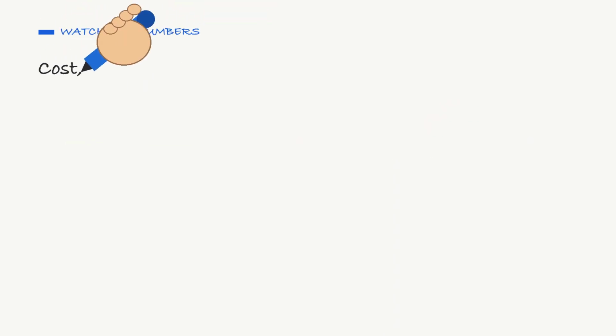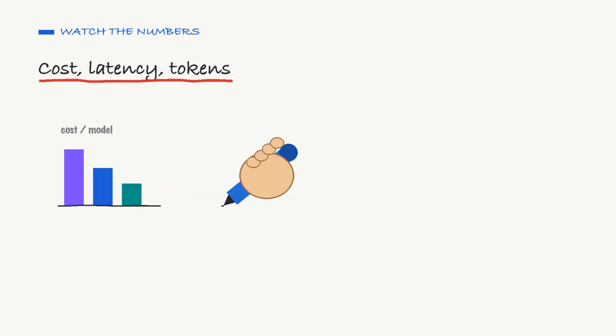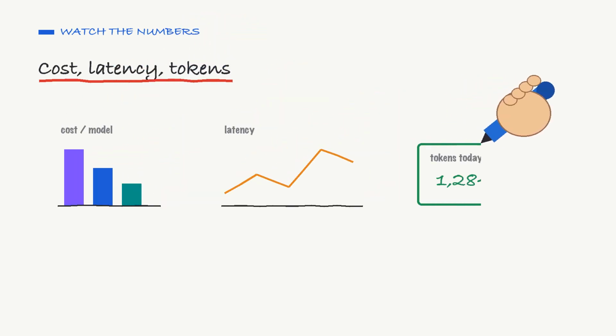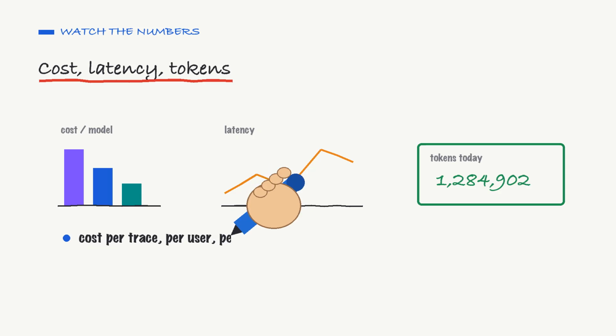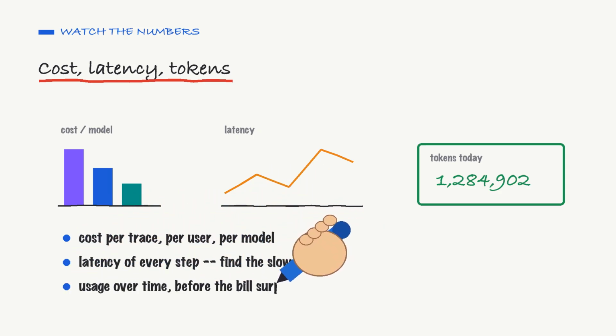Langfuse also does the boring math for you. Cost per trace, per user, per model, latency for every step so you can find the slow one, token usage over time so the invoice never surprises you. When your agent scales from 10 users to 10,000, these dashboards are how you stay in control.